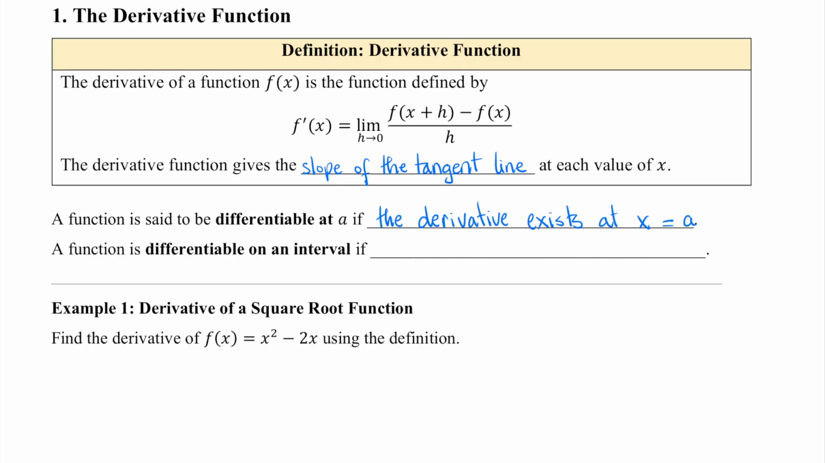Now we extend that idea. A function is differentiable on an interval if the derivative exists at every point in that interval. So if the derivative works for all x values in that interval, then the function is differentiable on that entire interval.